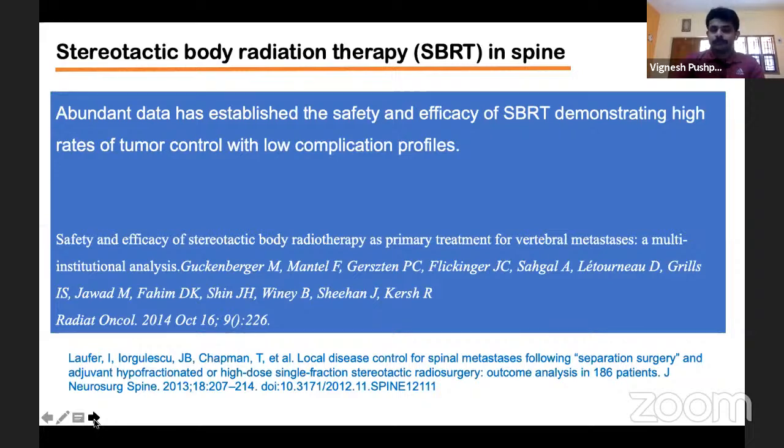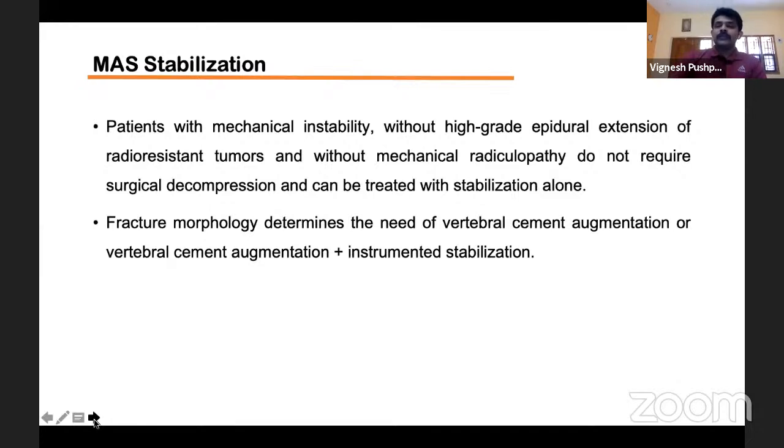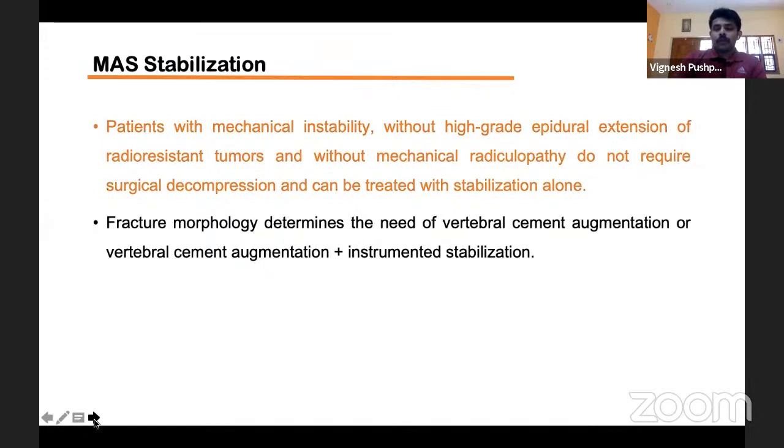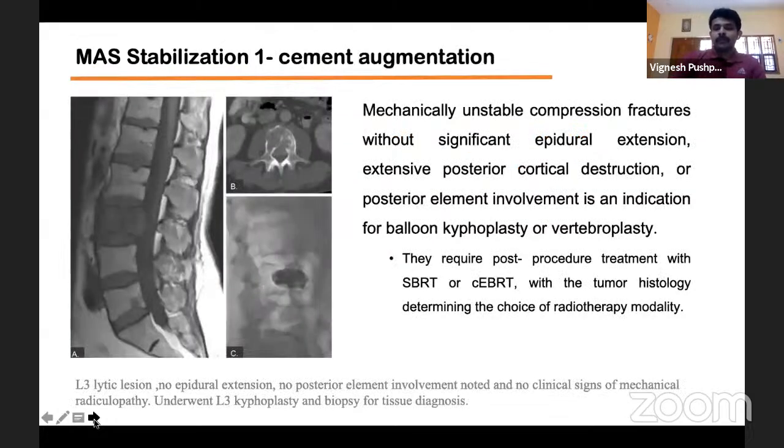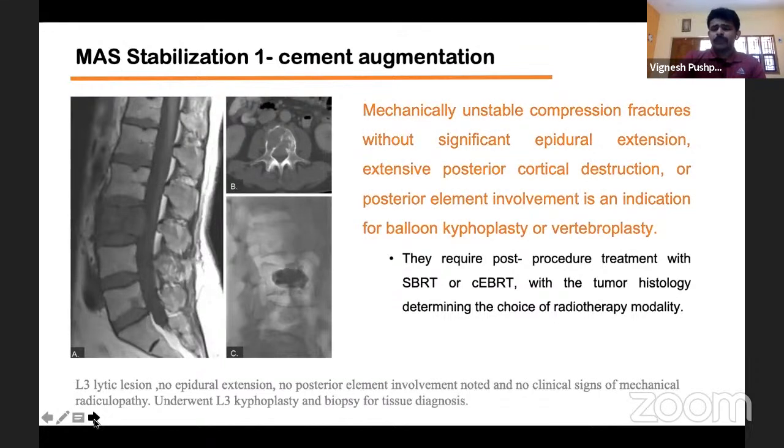low complication profiles. And third, coming to minimal access spine surgery, stabilization without decompression is advocated in patients with mechanically unstable, radiosensitive tumors without high-grade spinal cord compression. Normally, the fracture morphology determines the plan of vertebral body cement augmentation alone or vertebral cement augmentation plus instrumentation. First of these is balloon kyphoplasty or vertebroplasty. It is advocated for a mechanically unstable fracture without extensive posterior cortical destruction or posterior edema involvement. These patients require post-procedure radiation treatment also.